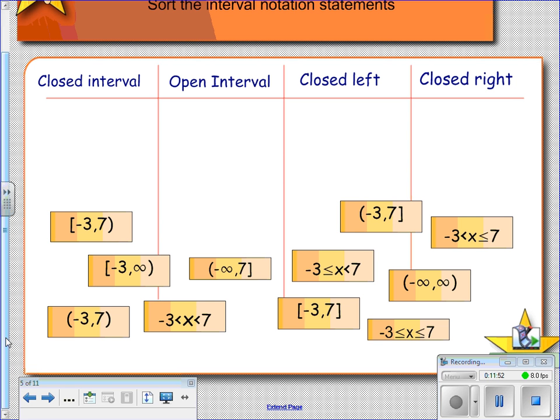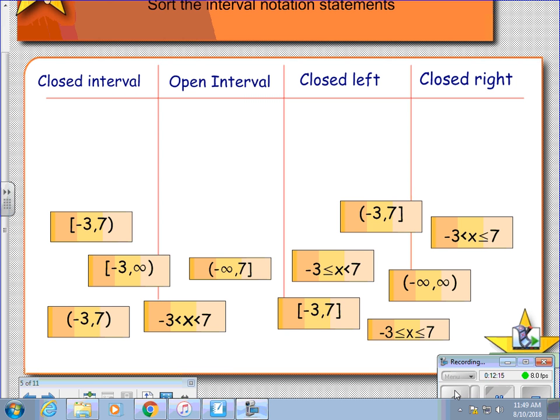So take a moment on your paper, on your notes. Sort them out. Which ones are open? Which ones are closed? Which ones are open and closed, left and right? Which ones are closed on the left only? Which ones are closed on the right only? Because you can have open and closed both.